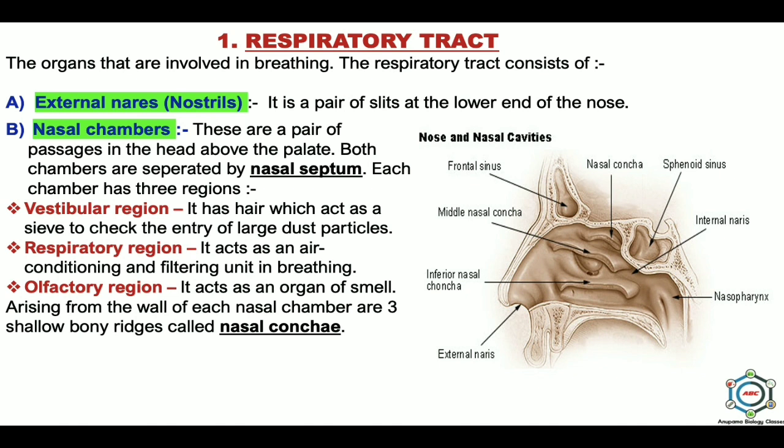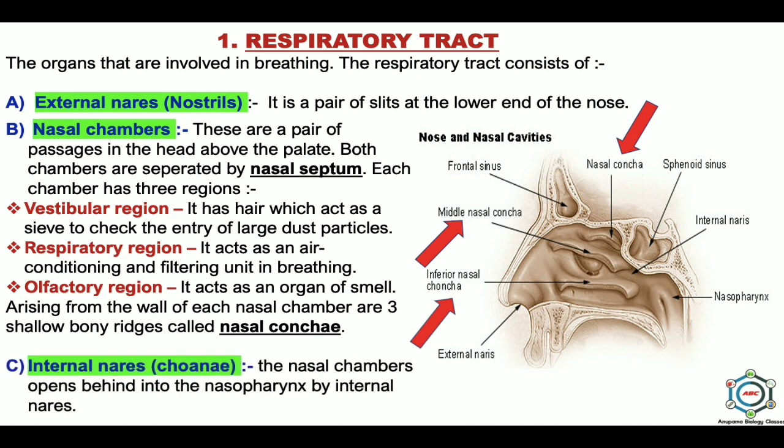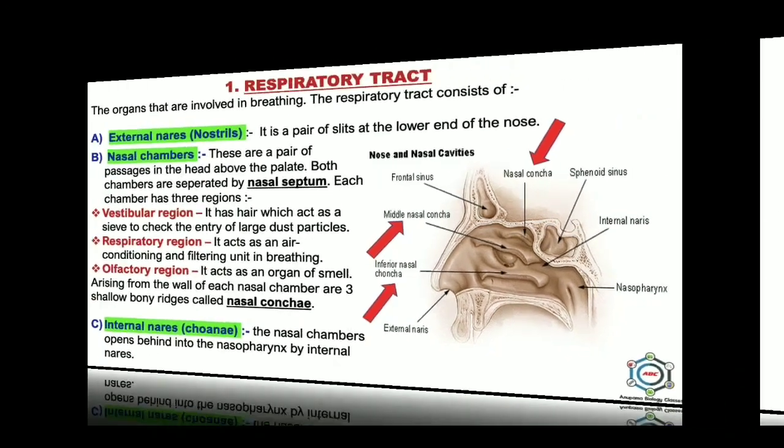Arising from the wall of each nasal chamber are three shallow bony ridges called nasal conchae. Now you can see in the picture, these are the parts of the nasal conchae. This is the superior nasal conchae, then the middle nasal conchae and then the inferior nasal conchae. After that, the internal nares. The nasal chambers open into the internal nares. The nasal chamber opens behind into the nasopharynx by the internal nares.